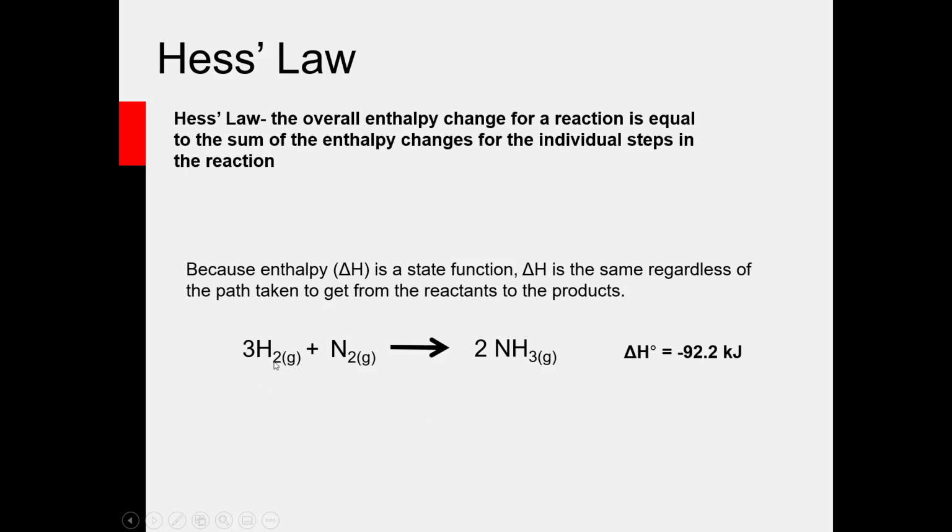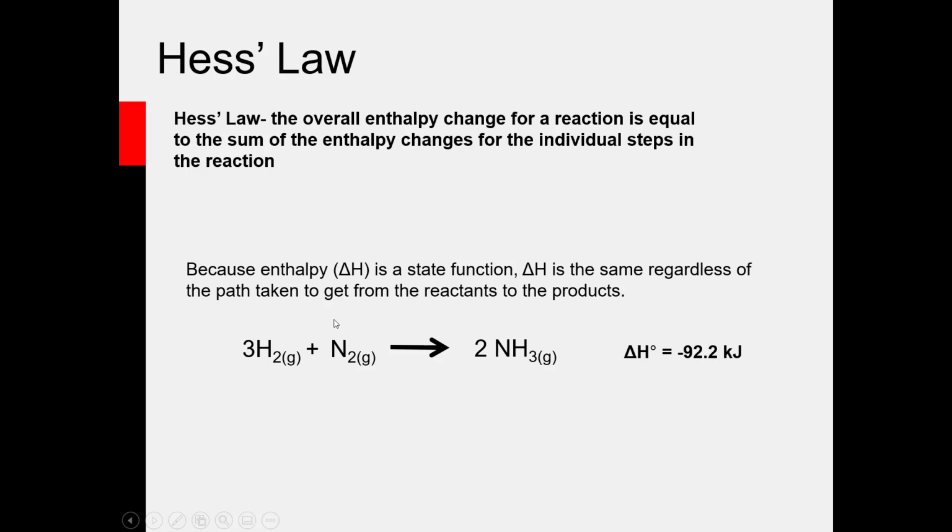3 moles of hydrogen gas, H2, reacts with 1 mole of nitrogen gas, N2, to make 2 moles of ammonia in the gas phase, NH3. In this case, we know the overall enthalpy change for this reaction under standard state conditions, delta H naught for this reaction is negative 92.2 kilojoules.